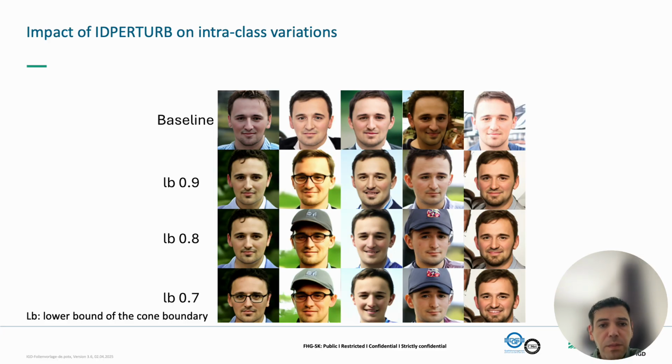Visually, here we have some samples generated by the baseline without IDPerturb, and samples generated from our IDPerturb approach with different lower bounds, which, as I mentioned in the previous slide, define a cone boundary. We can see here that when the lower bound is decreased, we have higher variation, for example, in head pose, expression, appearance, and age.